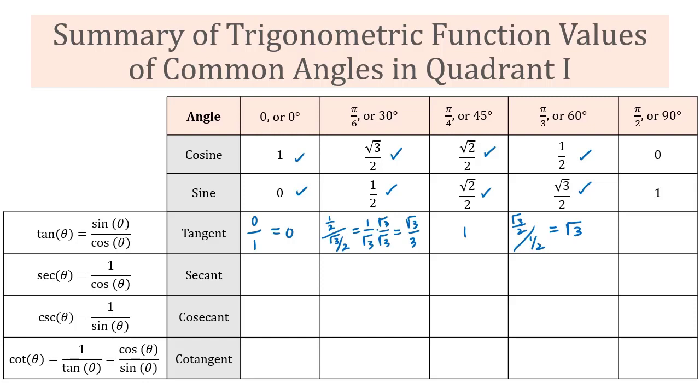For 90 degrees, or pi over 2, the sine is 1 and the cosine is 0. So here we have a problem because 1 divided by 0 is not possible. So we say that the tangent of 90 degrees, or pi over 2 radians, is undefined.